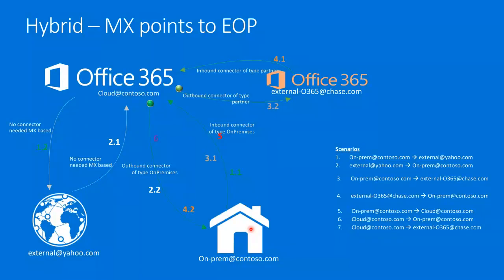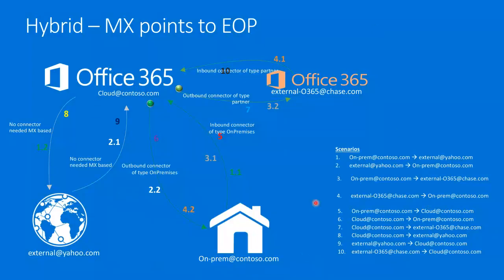The next example is about a cloud mailbox trying to send an email to an Office 365 domain or a partner domain where no on-premises is involved. It uses the outbound connector of type partner and routes that email. And similarly, if it wants to send to an external yahoo.com, it just uses the default outbound connector, which is inbuilt and available within the tenant without any additional configuration. And external to cloud uses a default configuration.